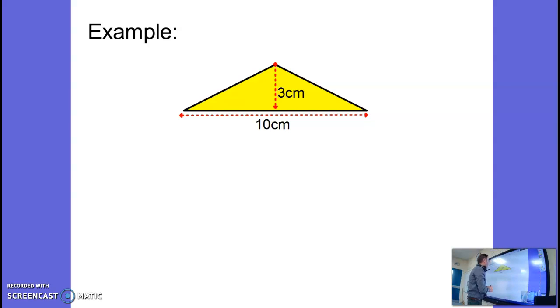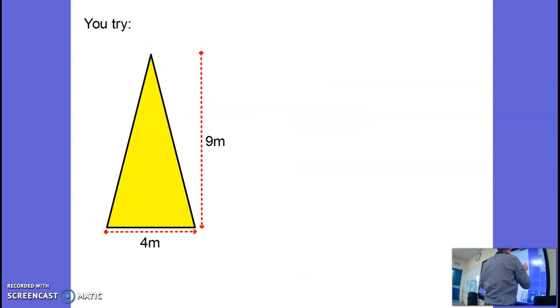Here's one, and we're going to use that formula, base times height divided by 2. Well, my base is 10, my height is 3. So what am I going to do? 10 times 3 divided by 2. And that is 30 divided by 2, which is 15. And once again, it's an area, so centimetres squared. That's it. Base times height, divide by 2. One for you to try. Pause the video, see if you can work out the area, and then I'll show you the answer in a second. So pause it now, and here's your answer.